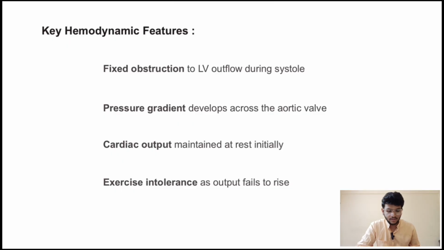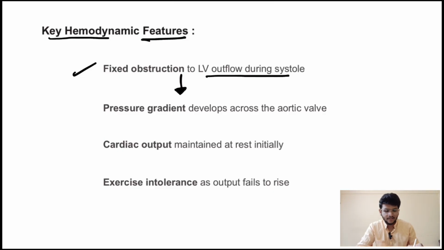Key hemodynamic features of aortic stenosis are fixed obstruction. The outflow of the LV during systole decreases due to the fixed obstruction. The leaflets get stenosed and cause the obstruction of the blood during systole. The pressure gradient develops across the aortic valve and the cardiac output is maintained at rest initially. Exercise intolerance occurs as the output fails to rise.